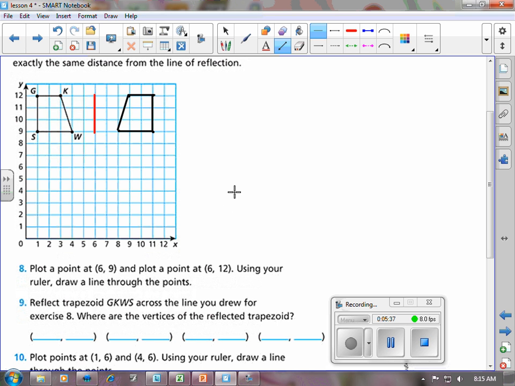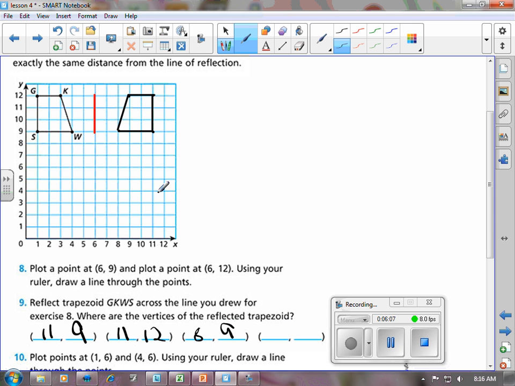Okay, so there's my new shape. And then we're going to say what those points are. Okay, so what are the vertices? Well, we have 11, 9. We have 11, 12. We have 8, 9. Notice how I always do the x first, and we have 9, 12 in my ordered pairs.